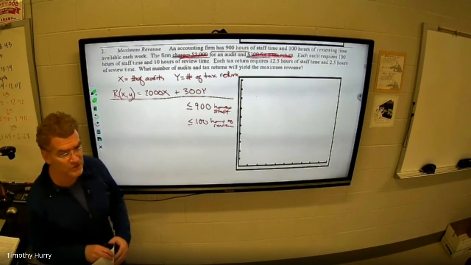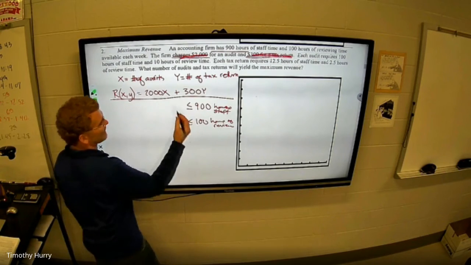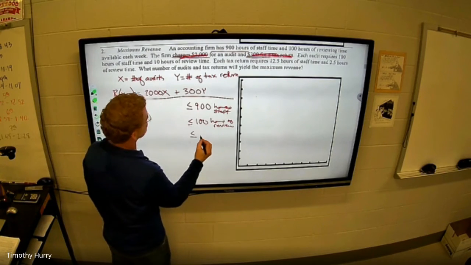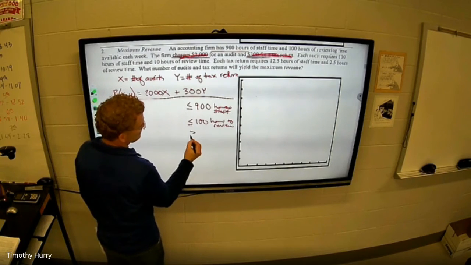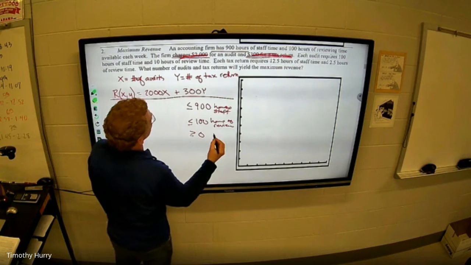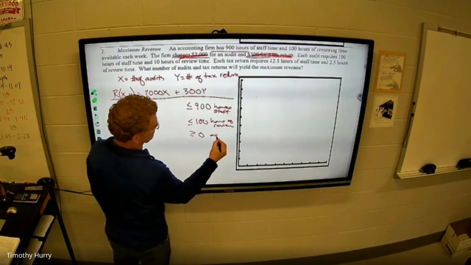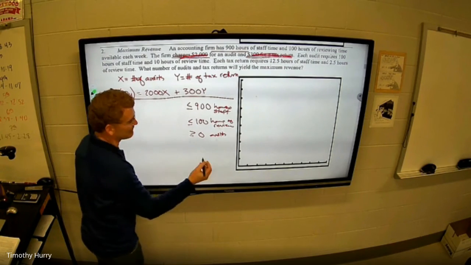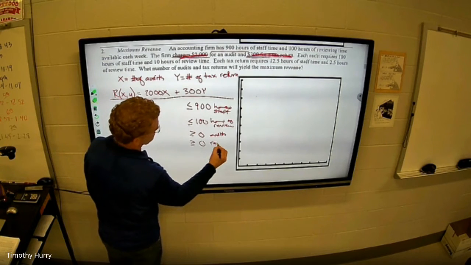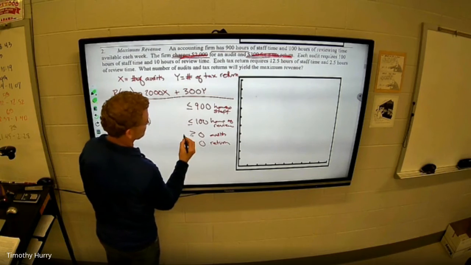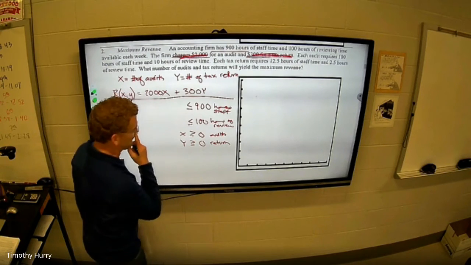X is greater than or equal to 0. Why? Because I've got at least 0 audits that I'm going to do. I'm not going to do negative audits, and I'm going to do at least 0 returns. So pretty quickly, X and Y have to be greater than or equal to 0.